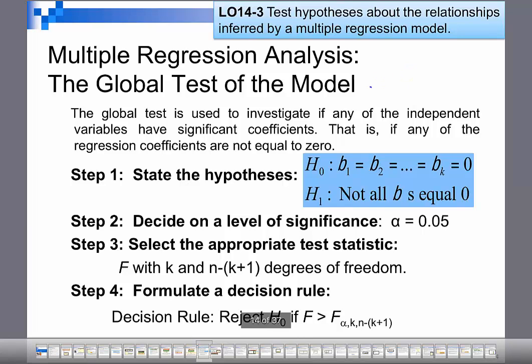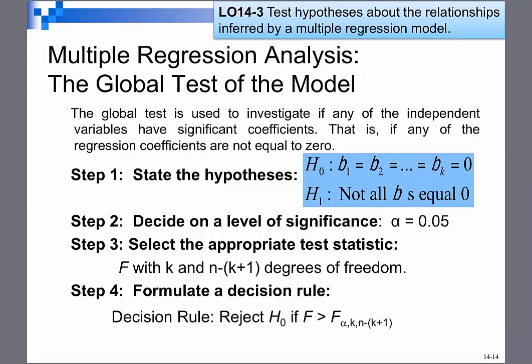Formulate a decision rule. The F test has K, which we know is the number of treatments, and N minus K plus 1 degrees of freedom, which we remember as your sample size minus your treatments plus 1, similar to what we looked at in earlier chapters. To formulate a decision rule, we compare our critical F, which is right here, with our computed F, which is right there. We compare those two numbers as per usual.